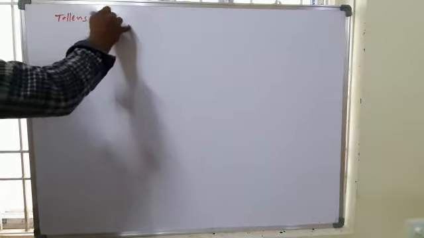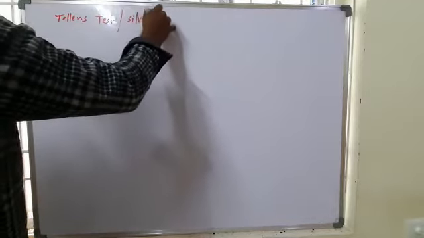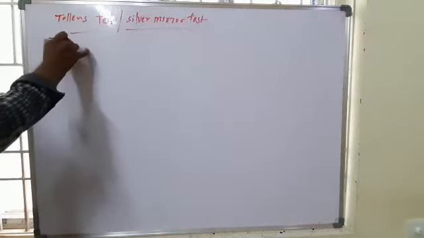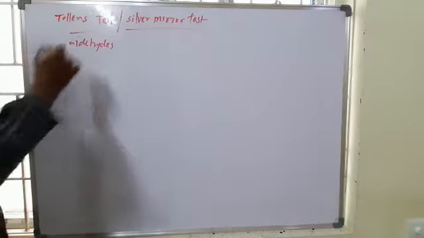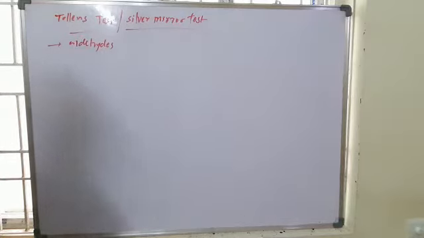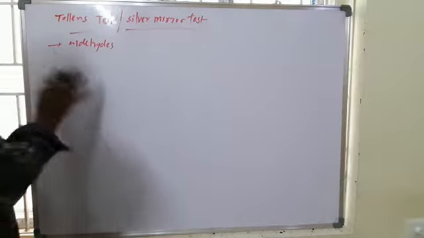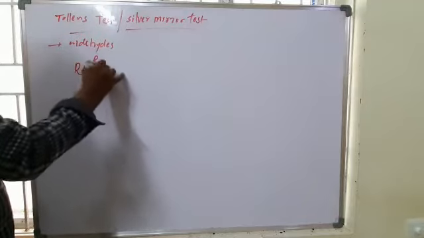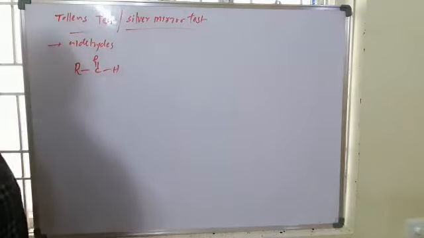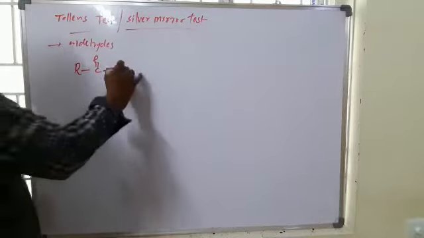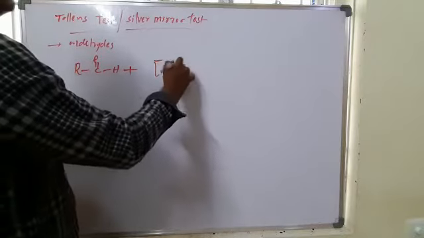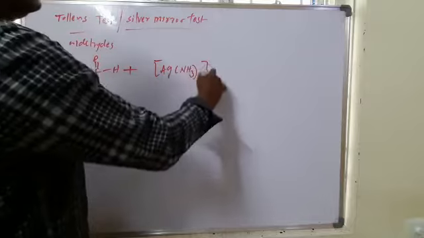Next, the Tollens test. This is also called the silver mirror test. This test is given only by aldehydes, and some exceptions are there. Among carbonyl compounds, especially for aldehydes, this is the identification test. So here aldehydes react with ammoniacal silver nitrate solution, silver nitrate and ammonium hydroxide. It can be formed, so silver diammine and also OH.